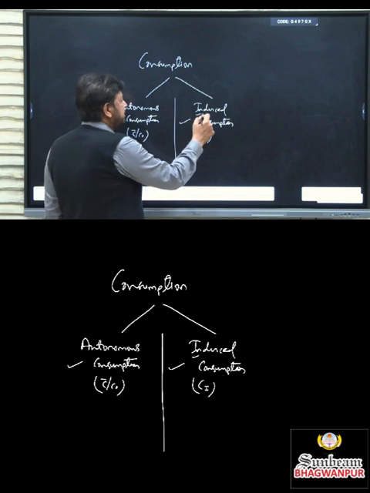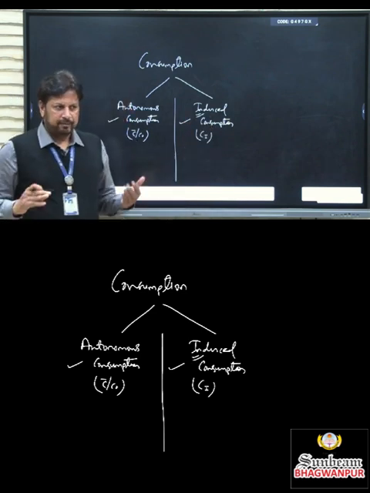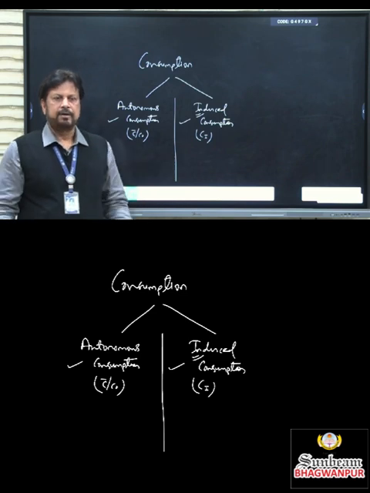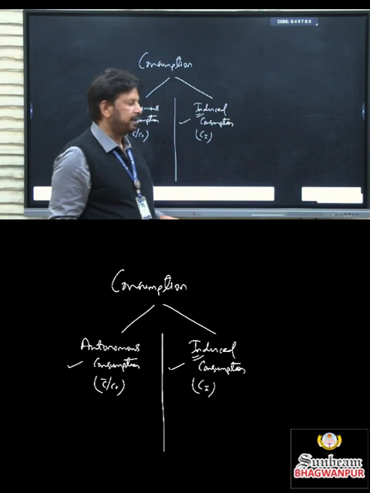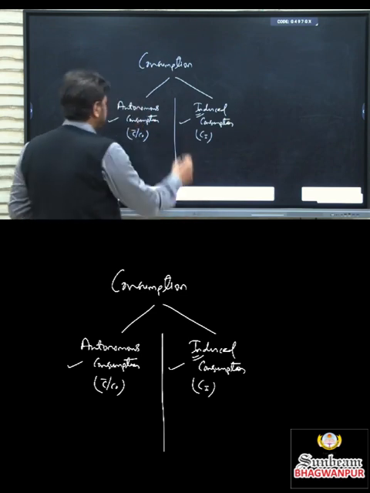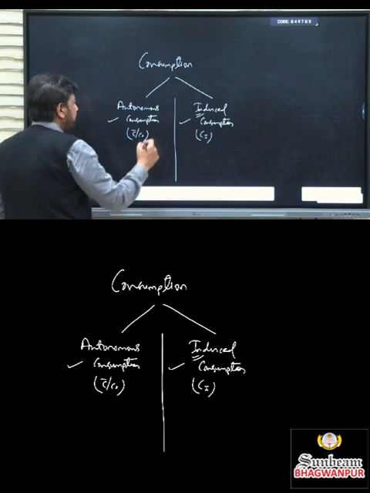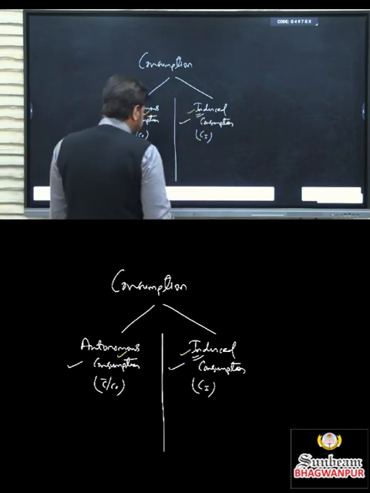And the consumption that is directly related to the level of income: if income is rising, consumption is also rising; if income is falling, then consumption is also falling. That is the concept of induced consumption. So consumption has two important components: autonomous consumption and induced consumption.